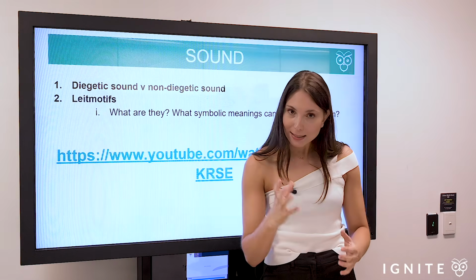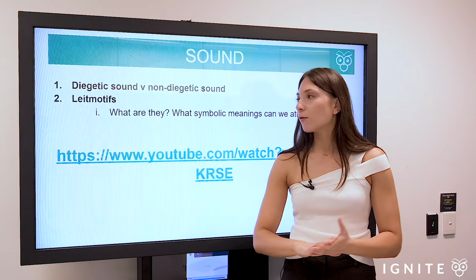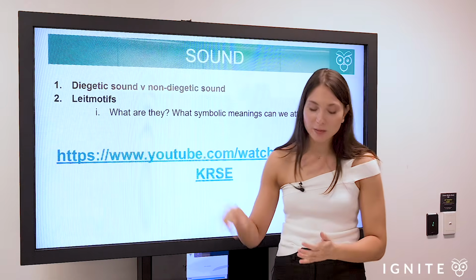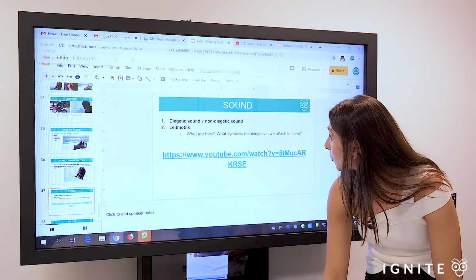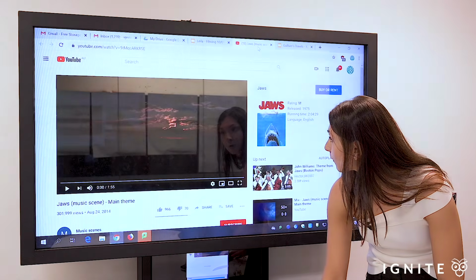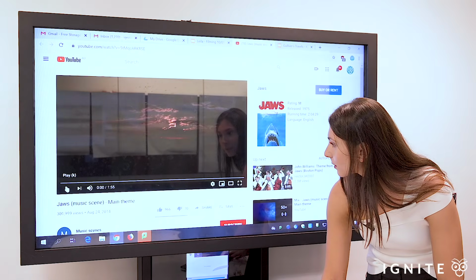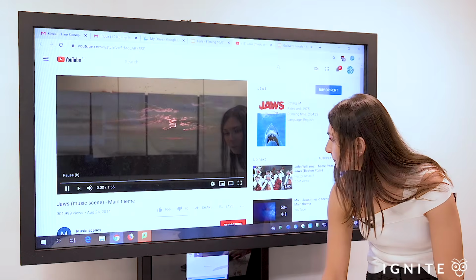I'd like to give you a classic example to end the video off, to help make sense of how you should interpret sound in the film. So let's have a quick look at this brief clip in a very well-known film, Jaws, and this will illustrate how sounds function.